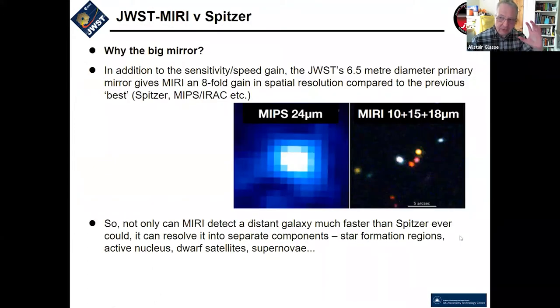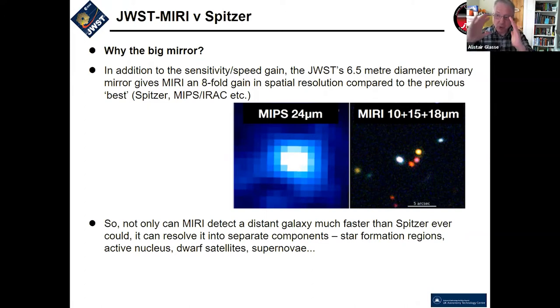Okay, so the key thing in achieving this sensitivity was having a big telescope that's very cold. Why is the big mirror important? Well, it helps with that big sensitivity gain, because not only is it cold, which cuts down the background light, it's also intercepting 25 square meters of light from a distant object. Whereas Spitzer, the previous best, had a primary mirror the size of a dustbin lid, so it was collecting less than a square meter. So you've got an order of magnitude increase in collecting area.